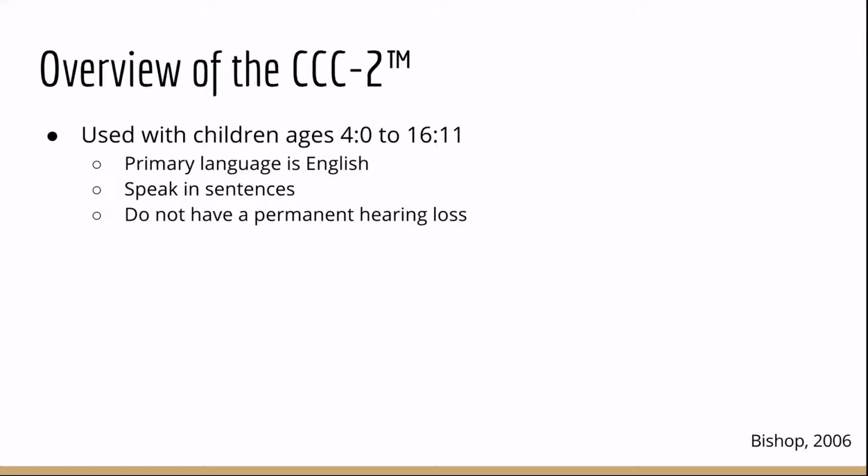The CCC-2 is used in children ages 4 to 16 and 11 months. If we reflect back on our pre-check questions, it's important to know that this checklist can be used with preschool-aged children up until adolescence. This measure does not look at the communication skills that are seen in toddlers or anyone ages 17 and up. Along with this age range, these participants must also meet a set of criteria. They have to speak English as their primary language, use sentences, and do not have a permanent hearing loss.